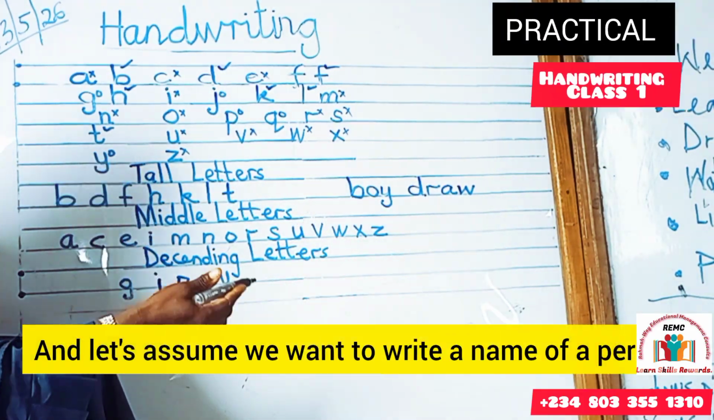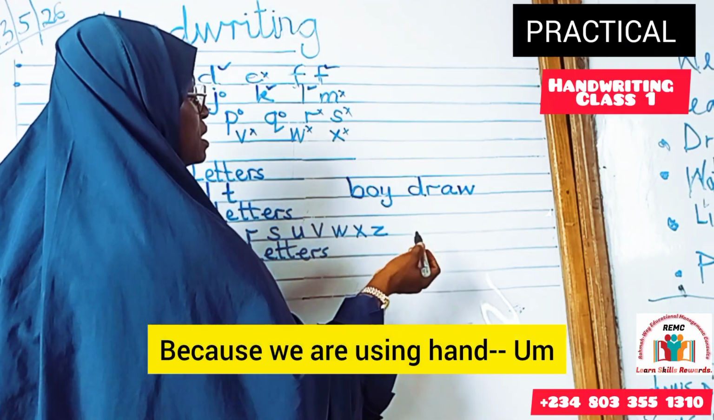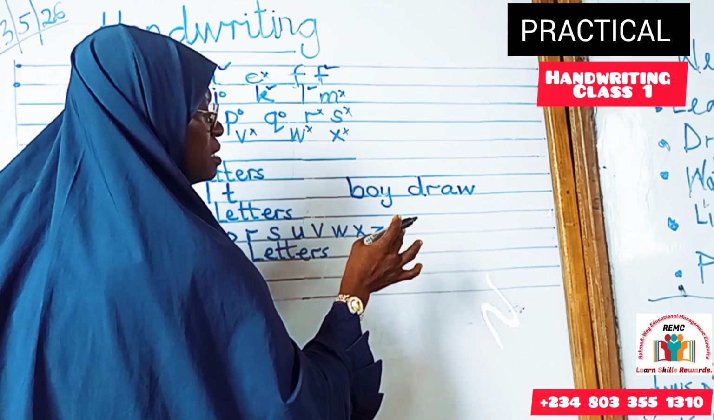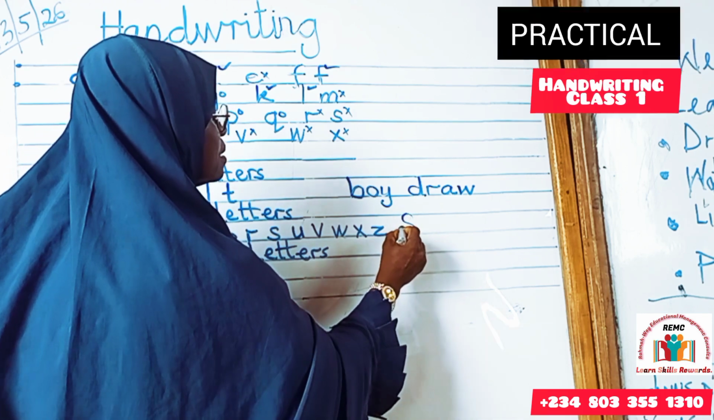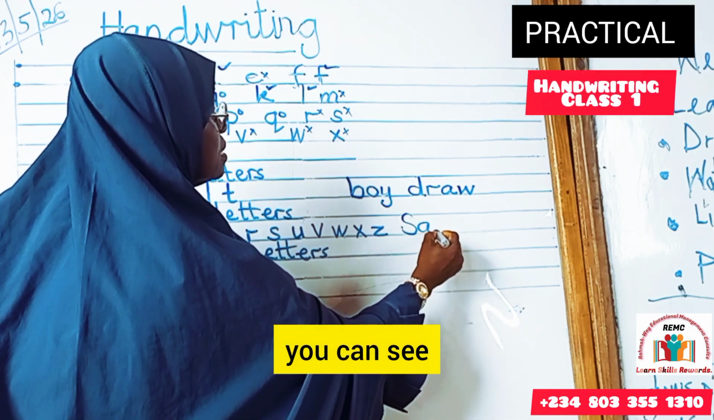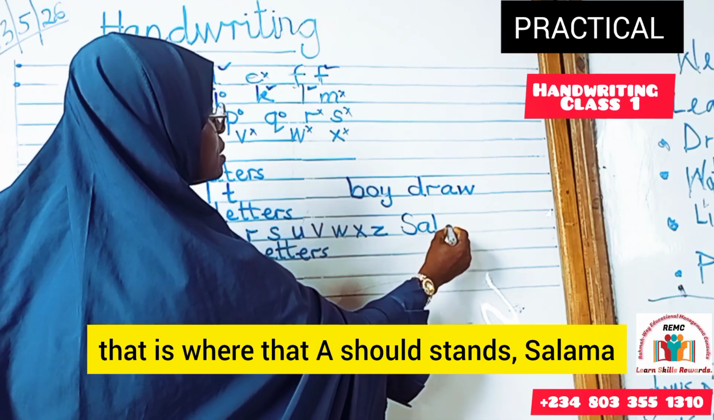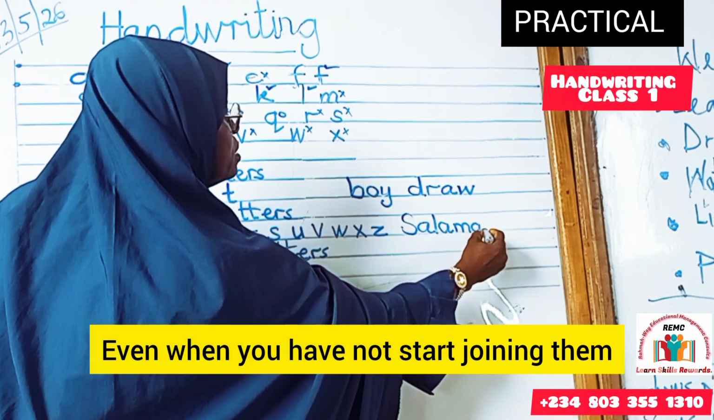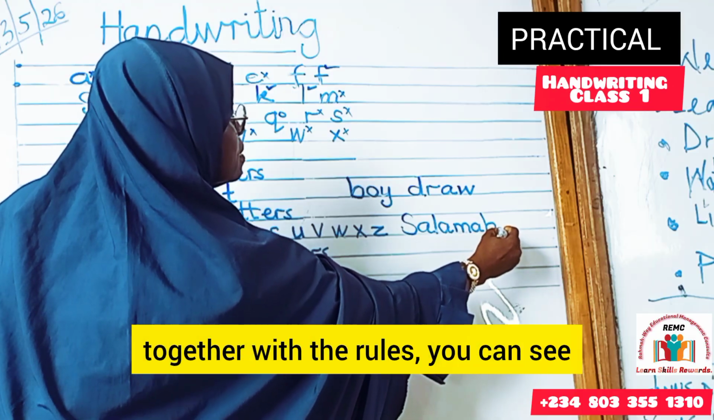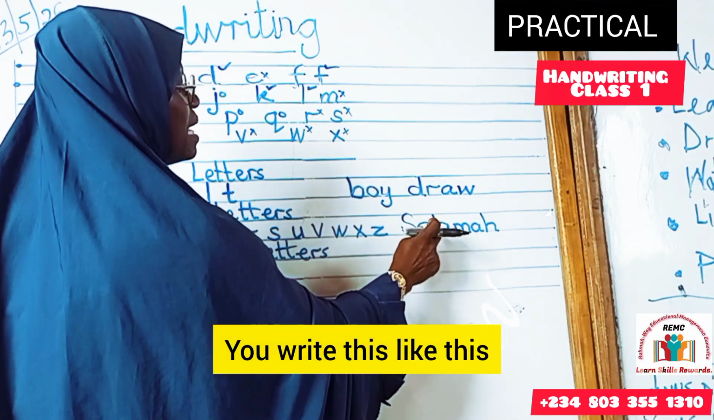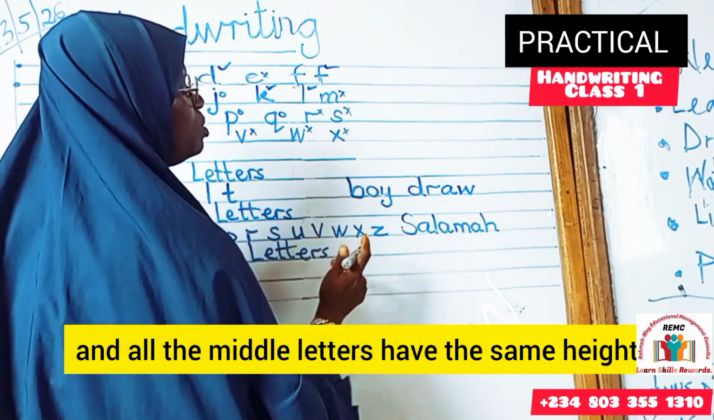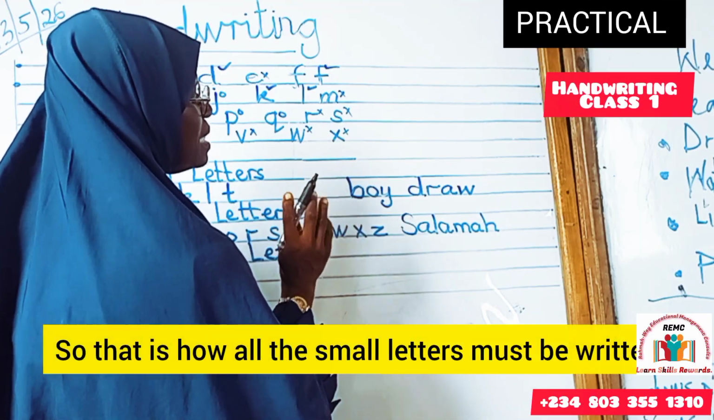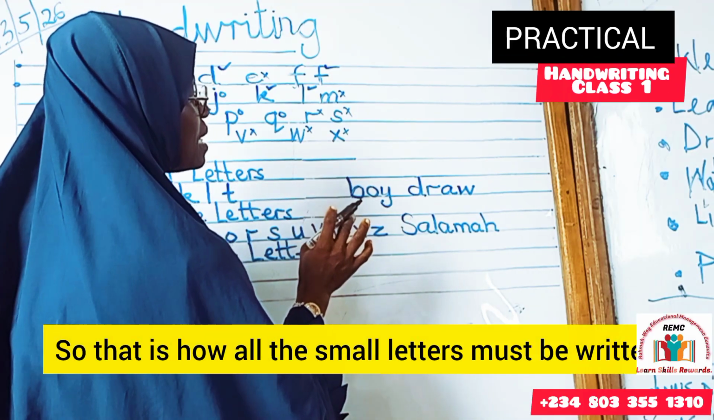And let's assume we want to write the name of a person, like Salamo, because we are learning handwriting after the small letters, but that one is a proper noun. So we start with capital letter S. Then you can see that is where that A should stand. Salama. Position matters. Even when you have not started joining them together with the rules, you can see. If you write like this, nobody will say they didn't see it, and all the middle letters have the same height. The tall letters also have the same height. So that is how all the small letters must be written.